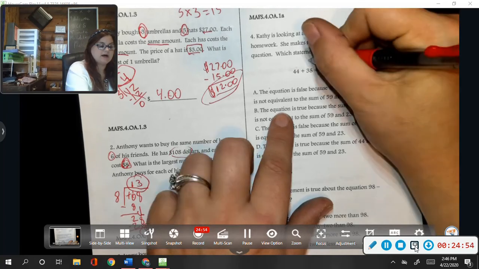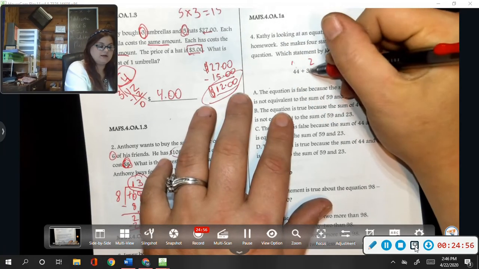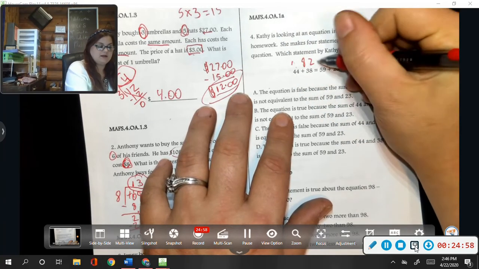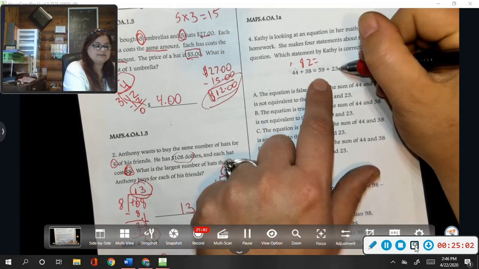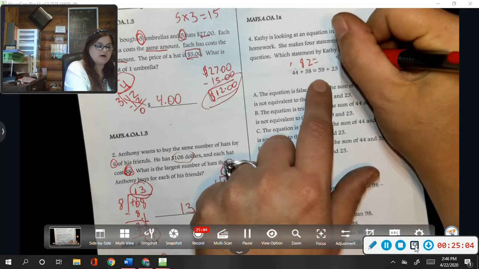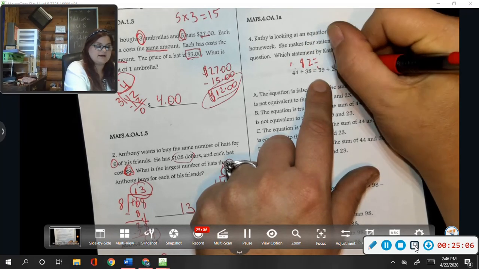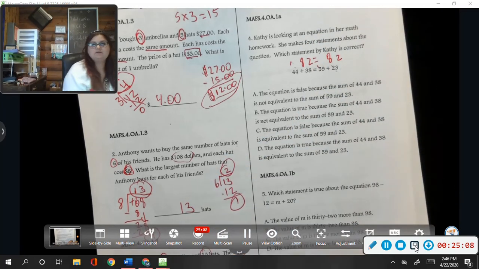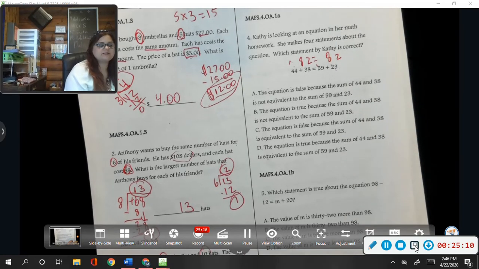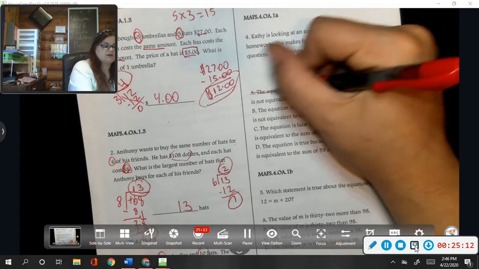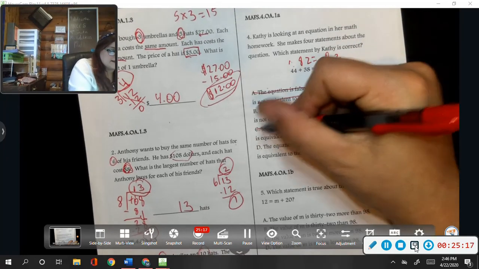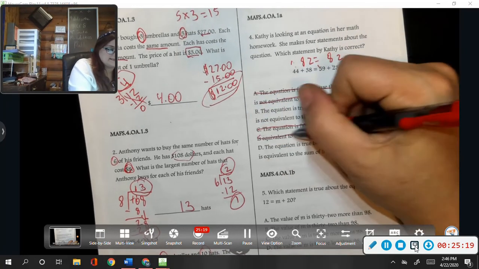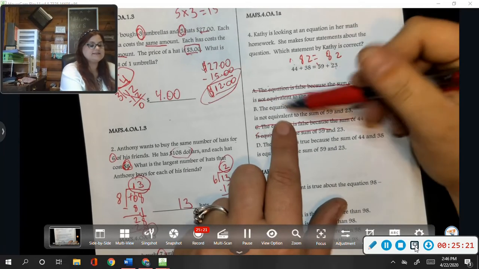8 plus 4, 8, 9, 10, 11, 12. Carry the 1, that's 7, 8. Alright, adding the other side, 3 plus 9 is 12. Carry the 1, 5, 6, 7. Well, they're equal, so the equation definitely is true. So that's not going to be right. So let's just go through here. C is not going to be right either because it said it was false.